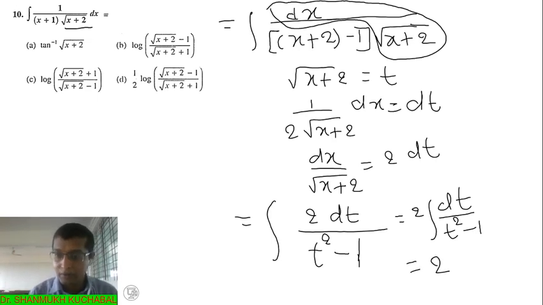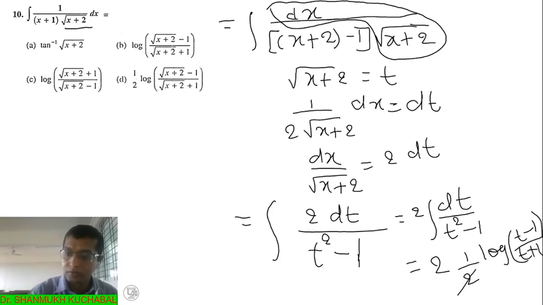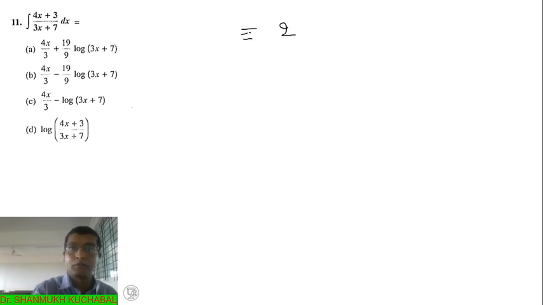Integration of 1 divided by t square minus 1 is 1 by 2 log of t minus 1 divided by t plus 1. So the 2 cancels. This t value is root of x plus 2, so we get root of x plus 2 minus 1 divided by root of x plus 2 plus 1. It is there in our option B. So B is the right answer. We'll move to the next example.